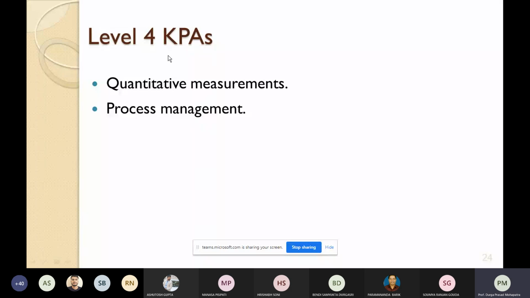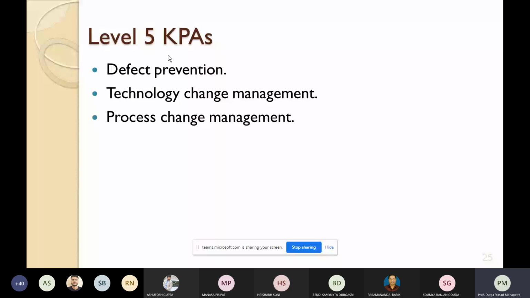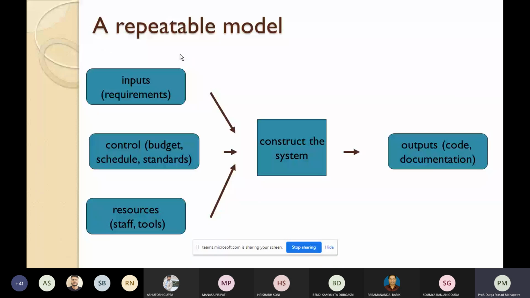And level 5, continuous improvement. If you can perform defect prevention, adopt technology change management, and adopt process change management at level 4, then you can easily go to level 5. So defect prevention, technology change management, and process change management are the KPIs for level 5. This is a repeatable model, how you can easily repeat.